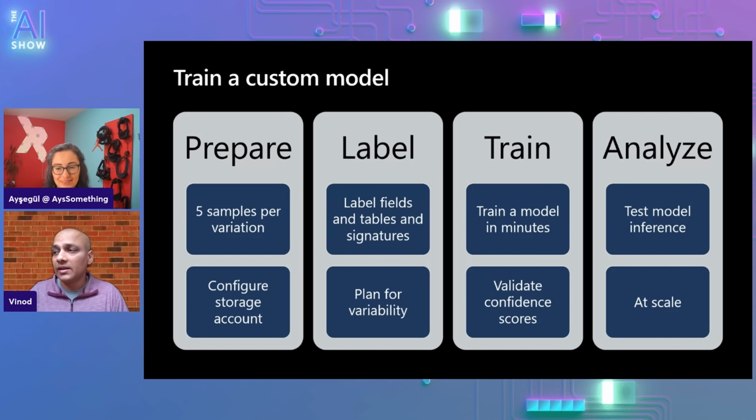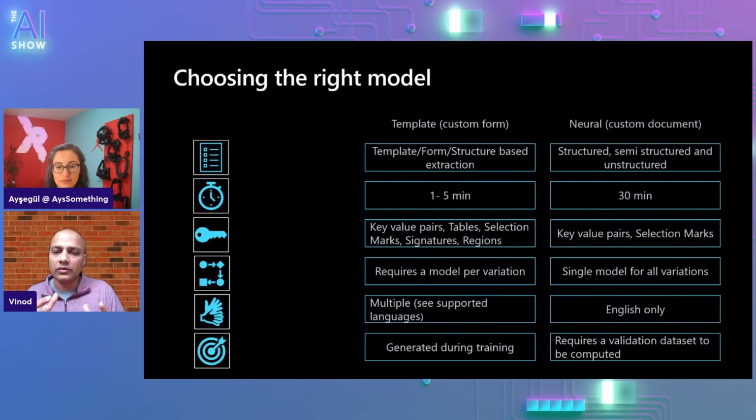Right. And then finally, the one last thing I'll mention is that the neural model is currently an English only model, right? So among the key differences between the two, the neural model being English only requires you to train only on English documents.